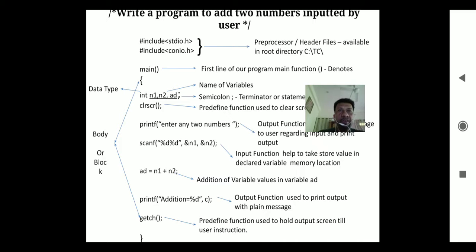The last but one line of our program is getch. It is also a predefined, non-parameterized function used to hold the output screen till user interaction. And the last line: we started our curly bracket, the body of the program, after the main function. After getch you have to close that block, the body of the program.